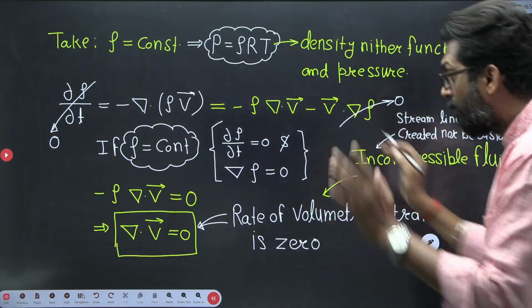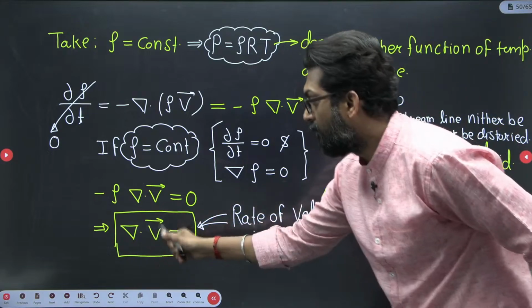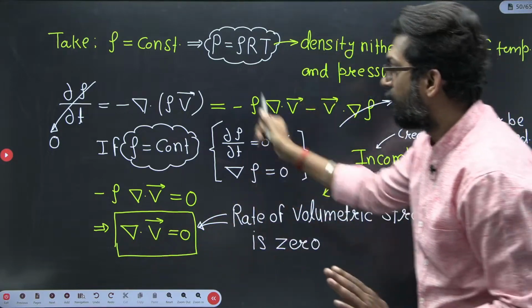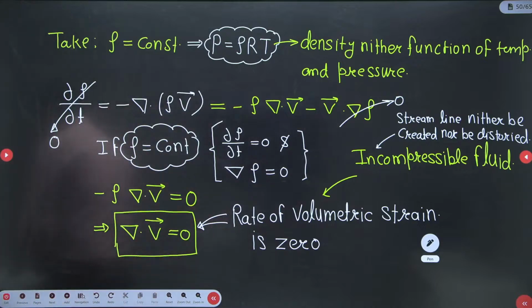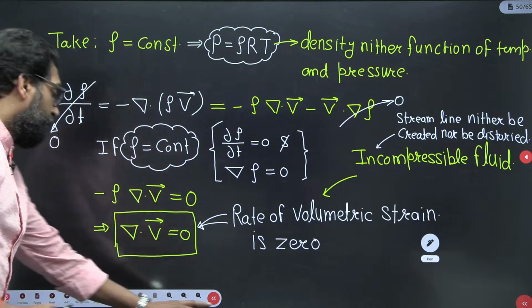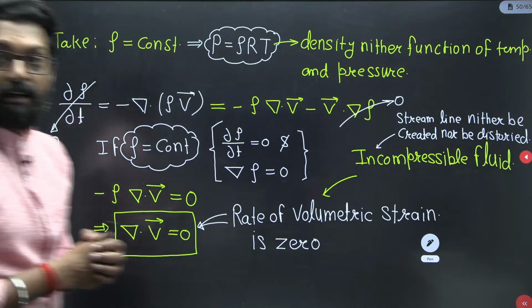You can never find this thing. So this is your volume: del dot V is equal to 0. That is for the incompressible flow. Clear? Now, my dear, I have one numerical also, an application of that conservation of mass.